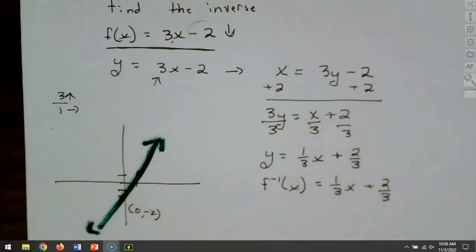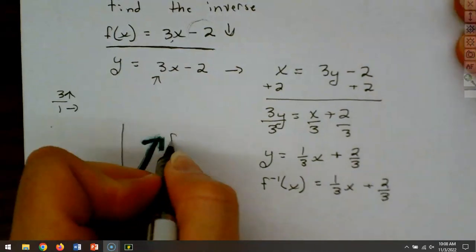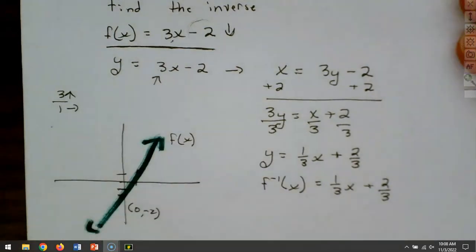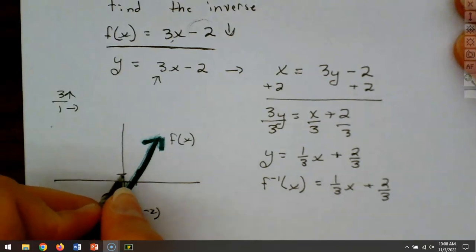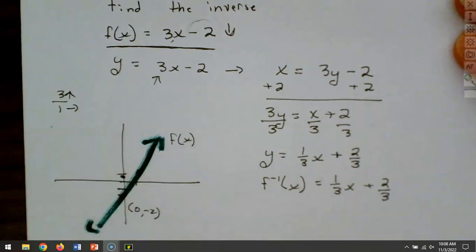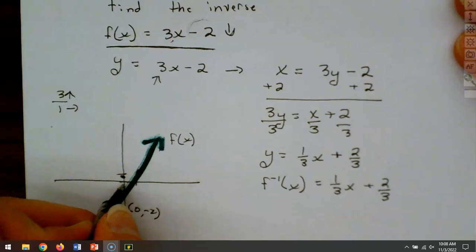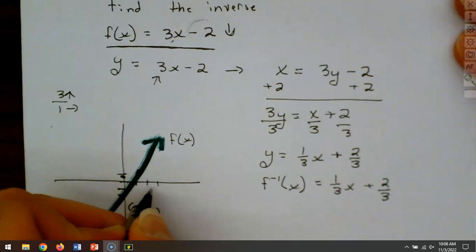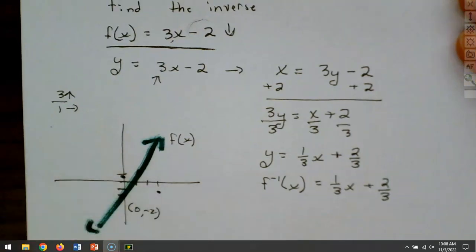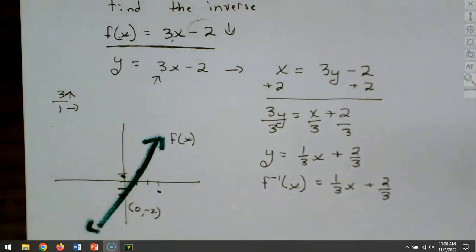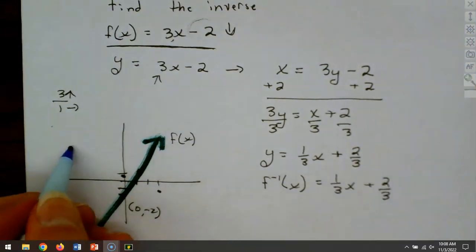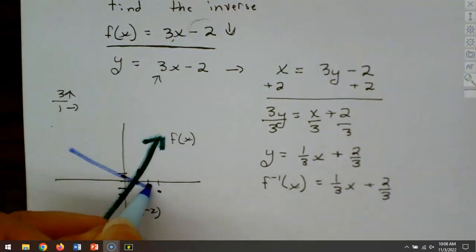And what about the other one? Because this is your f of x here. What about its inverse? What would its inverse look like? Well, its inverse is here at 2/3, so that's about 1. So we'll start right about there. And then what am I going to do? I'm going to go down 1 and over 1, 2, 3, because this is a line. I'm going to graph them like that.